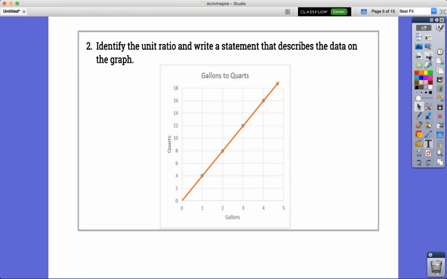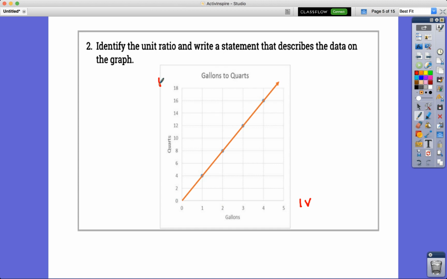Looking at the second teacher input, you are going to have graphs, and it asks you to identify the unit ratio and write a statement that describes the data on the graph. Well, I'm going to take a look at, I have gallons. This is my independent variable.